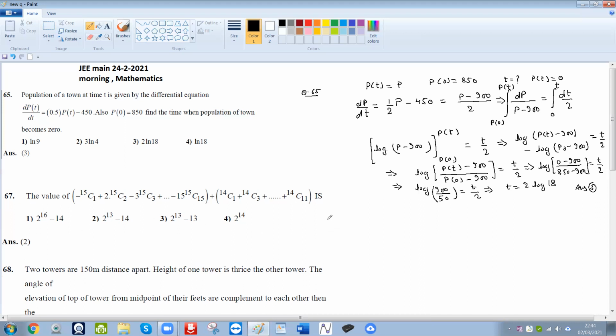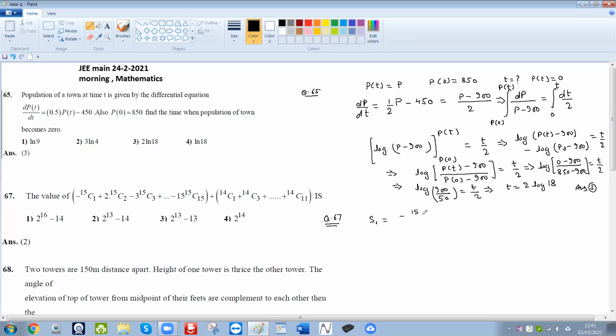Question number 67. It is based upon properties of combinatorial coefficients which we encounter in binomial theorem. The value which we have to evaluate can be broken down into two separate sequences. First bracket, let us write as S1.